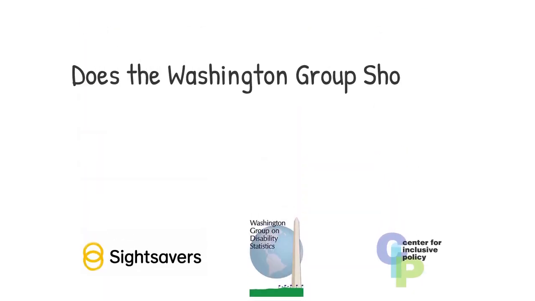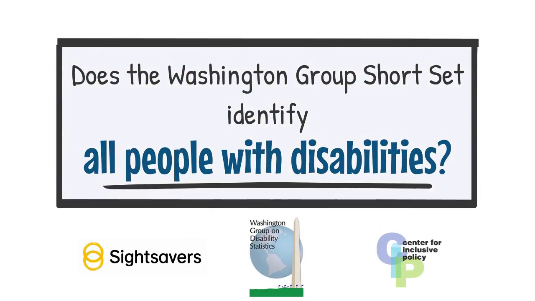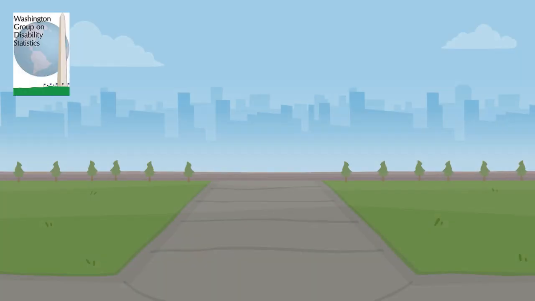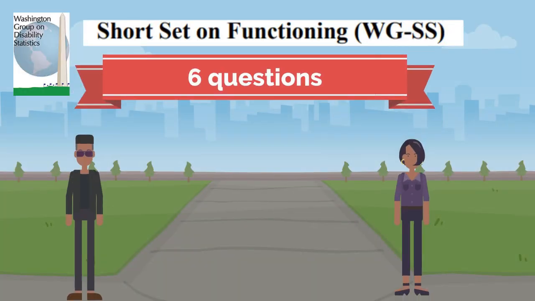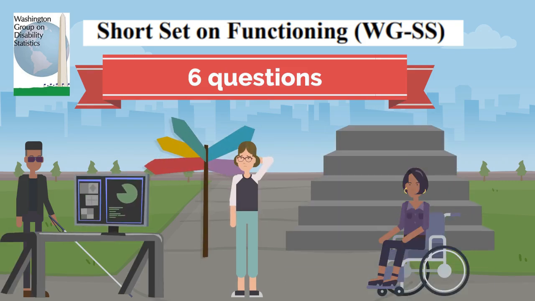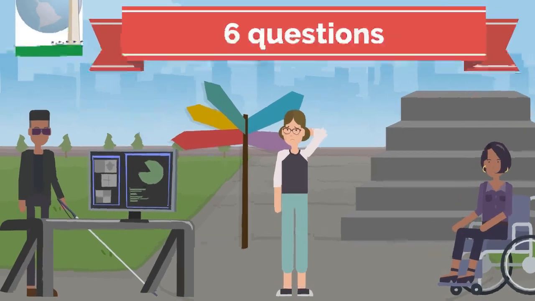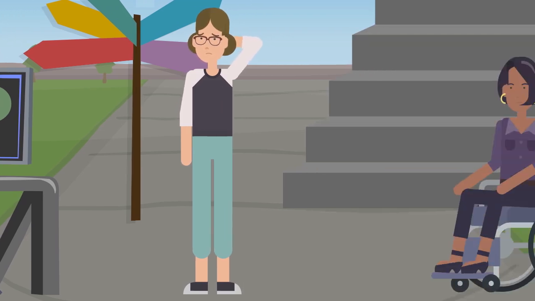Does the Washington Group short set identify all people with disabilities? The Washington Group short set is a set of 6 questions developed to identify people at risk of exclusion because of functional limitations in an unaccommodating environment. It asks about difficulties with basic actions such as seeing, cognition, and walking.